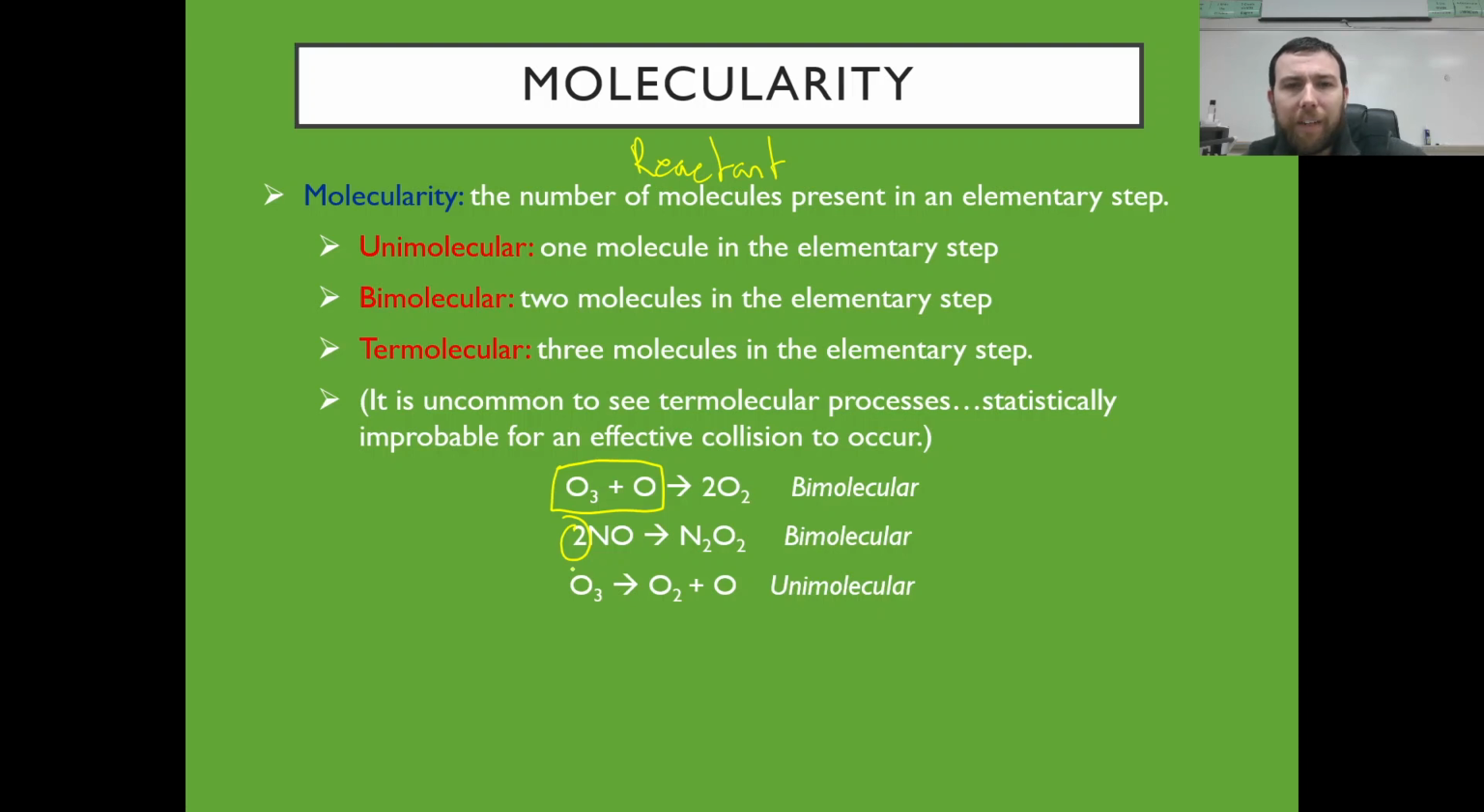And here we've got the decomposition of ozone. Since it's only ozone, it would be unimolecular, right? So that particular elementary step would be a unimolecular process. Okay, and so again, make sure you just look at the number of reactant molecules present in your elementary step, and that's how you can figure out molecularity.